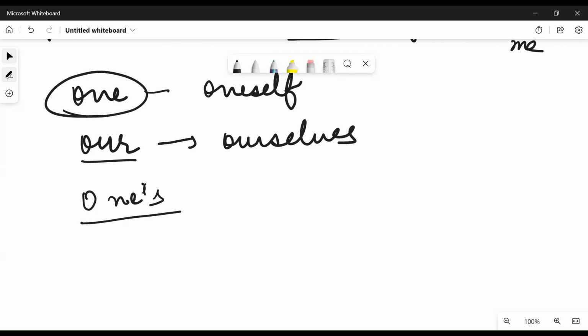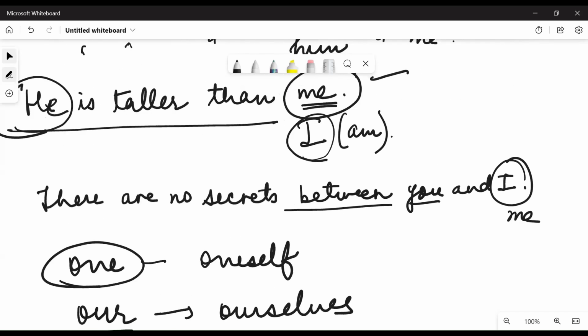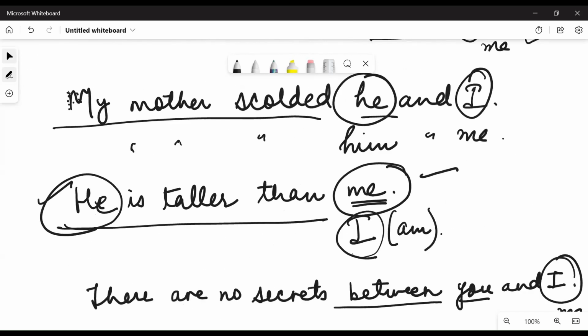So these were some common errors that I wanted to talk about while using pronouns. I hope you don't commit these errors again.